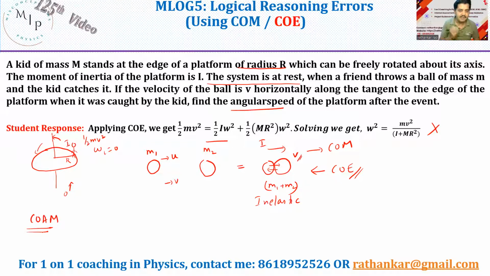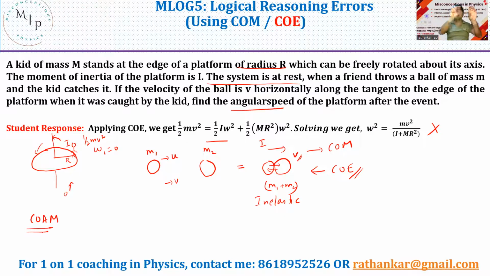Which means that the momentum before collision is equal to the momentum after collision. Simple. Similar to this. Now, how do you find the conservation of angular momentum for a particle which is just moving like this linearly? There's no rotation. Simple way.